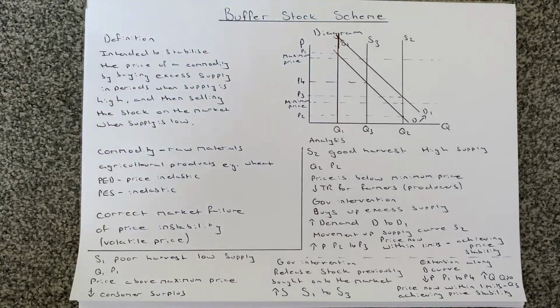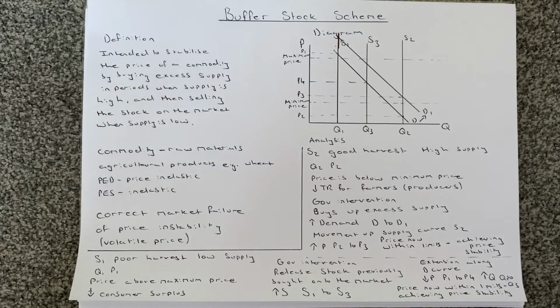So just to recap the key points here, we've got S2 representing a really good harvest, a really high supply, and as a result that unfortunately causes a particularly low price which negatively impacts upon producers. So the government intervenes to stabilise the price, and in doing so they buy up the excess supply, and as a result of buying up the excess supply, this causes an increase in demand, and therefore the price rises to within the necessary limits.